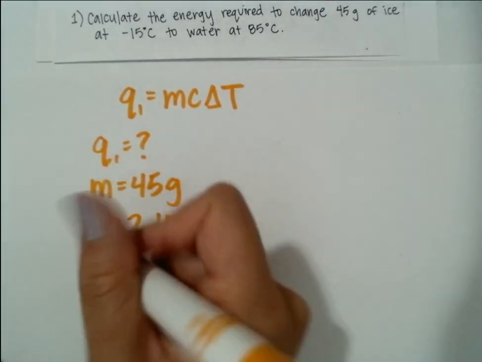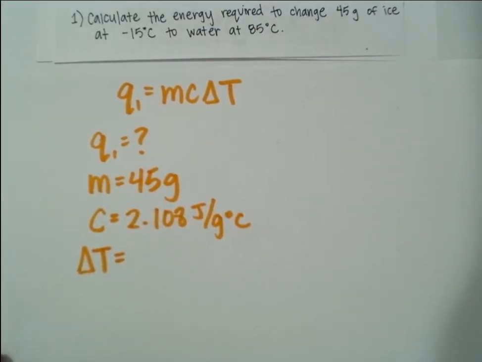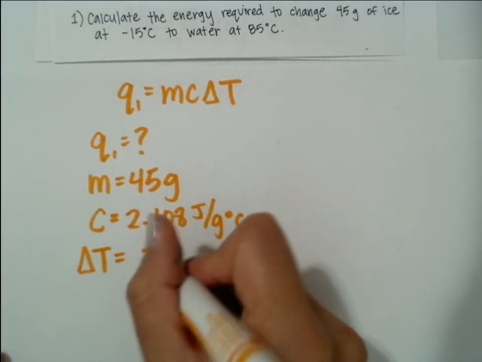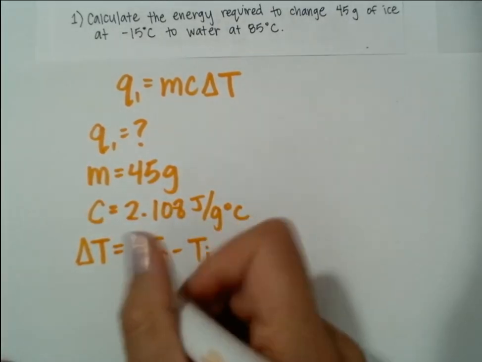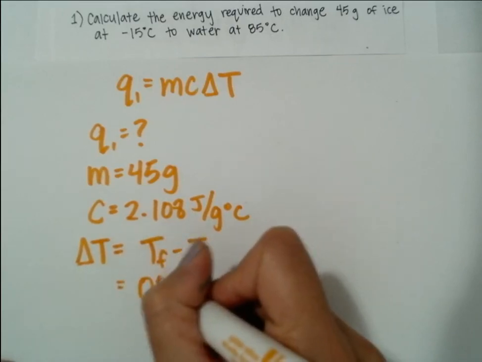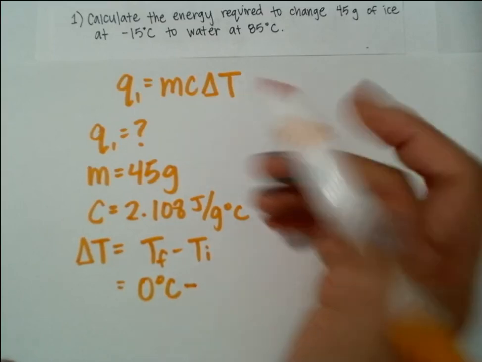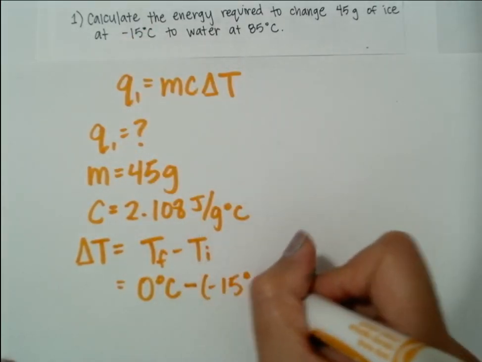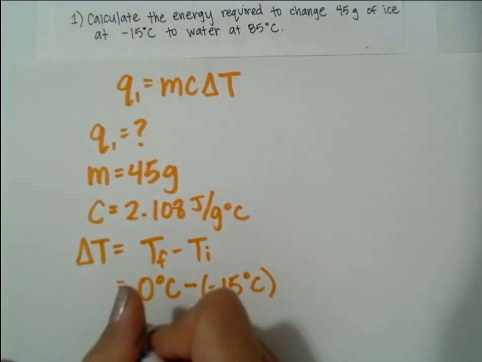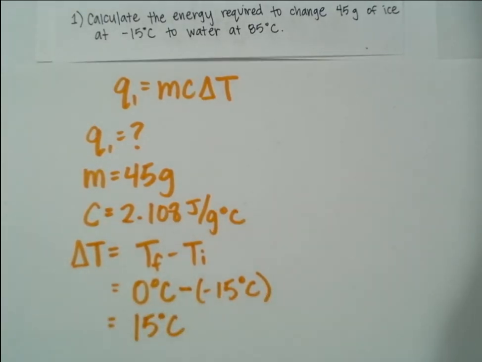And then my delta T, remember delta T is your final temperature minus your initial. So we are starting with 0, because 0 is going to be my final temperature minus a negative 15. So when I do that math, I get 15 degrees Celsius as my delta T.